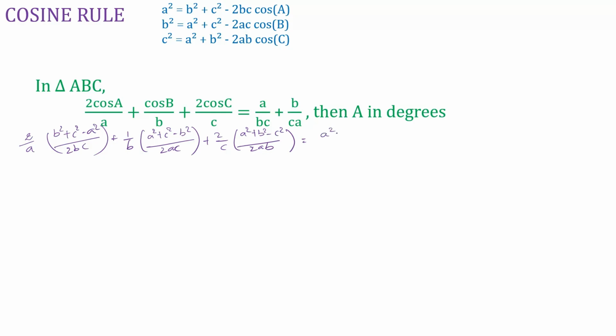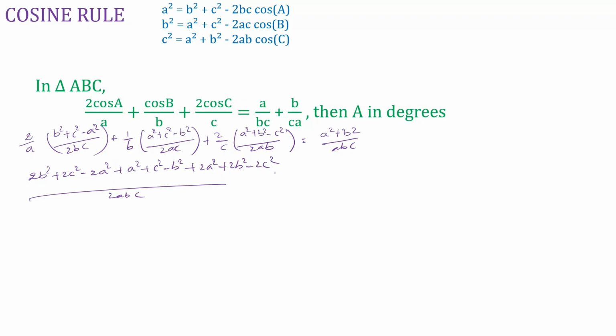So we'll have A square plus B square upon ABC. Now in these terms also, if we see, we have 2ABC as LCM here. So we'll just multiply the numerators and write. Then we'll have 2B square plus 2C square minus 2A square plus A square plus C square minus B square plus 2A square plus 2B square minus 2C square upon 2ABC is equal to A square plus B square upon ABC. Now, this ABC and ABC on the two sides can be cancelled out.